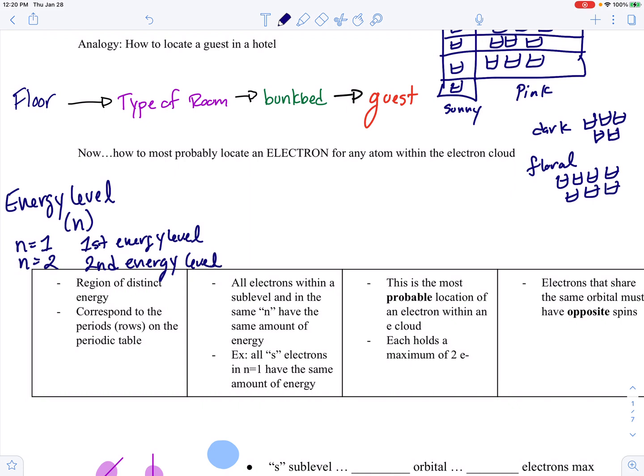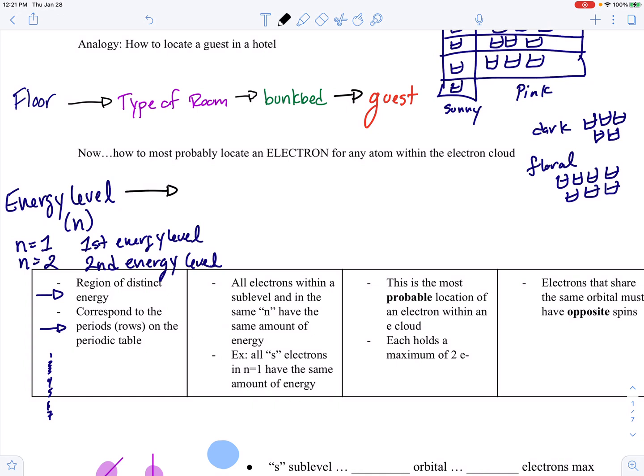So the first energy level is the closest to the nucleus, the second energy level is further away, the third energy level is even further away from the nucleus. And these floors or energy levels are distinct in their energy, so each one has more energy than the next. And they do correspond to the periods on the periodic table. So you'll notice that there are 7 periods if you count down the periodic table. If you're counting down vertically, there are 7 actual rows, and each of those is a period, and each of those corresponds to an energy level. So that is synonymous to your floor.